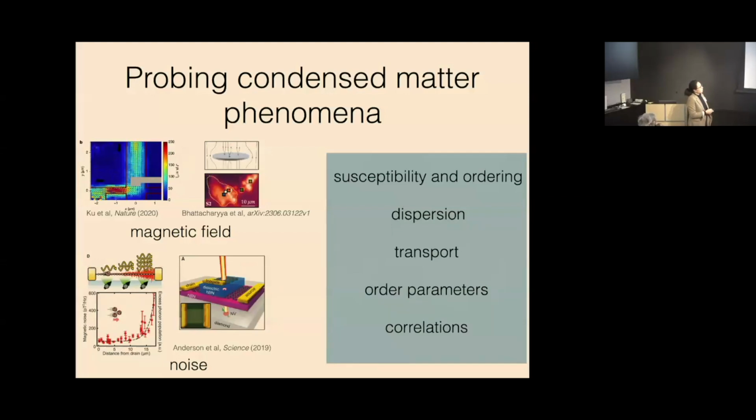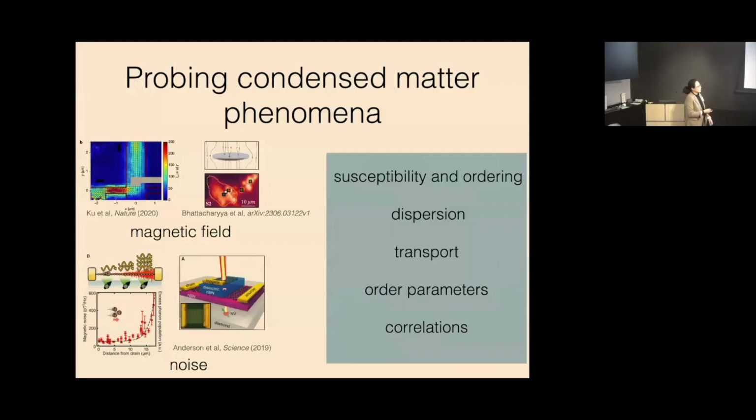Okay, but these are all very beautiful, but they're really done from the perspective of the sensor person trying to measure stuff, right? When you talk to condensed matter theorists, they're not calculating what magnetic field they should measure if they're 20 nanometers away from a graphene device. What they're measuring is things like susceptibility and ordering, dispersion, transport. They want to report things in terms of order parameters. And then critically, you can characterize a lot of things in condensed matter with correlation functions.